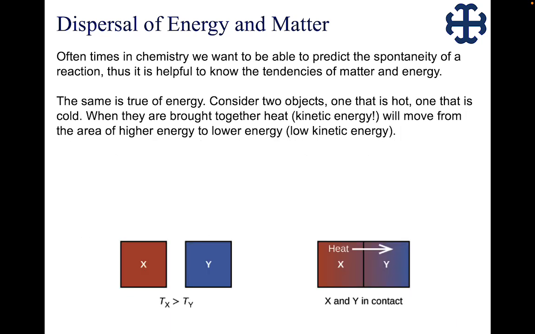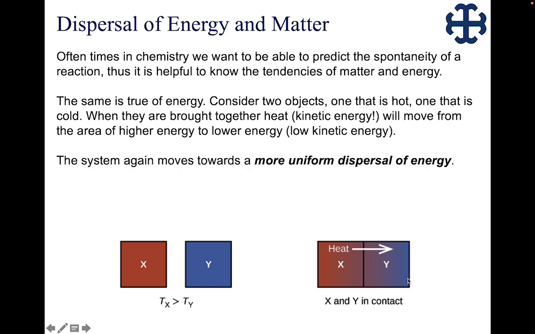Okay? The same thing is going to be true for energy. So the last example, of course, was matter. We could also think about this with energy. So say we had two objects, one of them is hot, one of them is cold. If we were to bring them together, we would transfer kinetic energy from the area of high concentration of energy, we could think of it as our hot object, to the area of low concentration of energy, or lower kinetic energy.